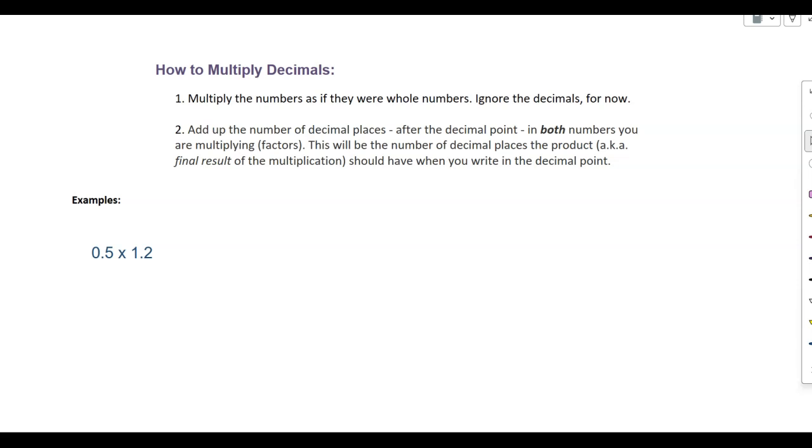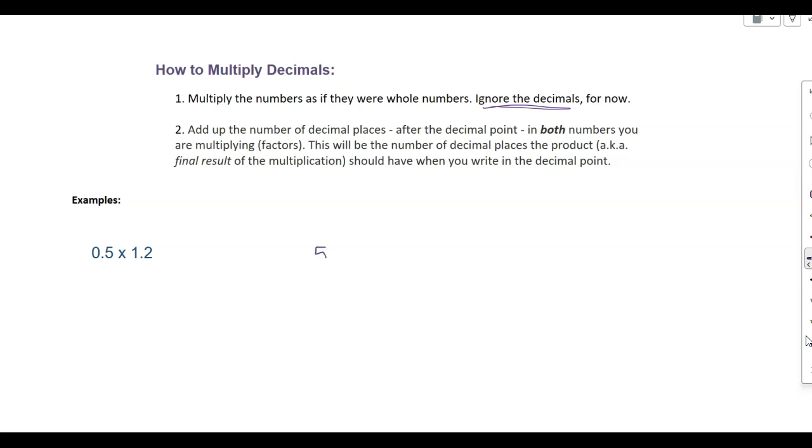So here are some examples of multiplying decimals. What you're going to do first is multiply your numbers as if they were whole numbers. So we're just going to ignore those decimal points for now. Okay, so let's set it up like this.